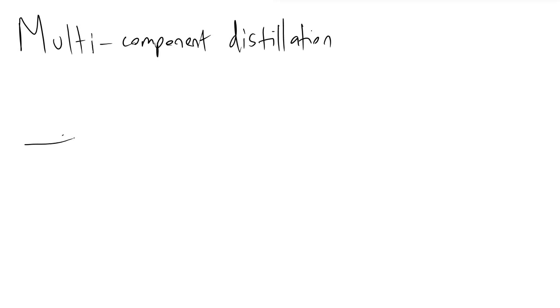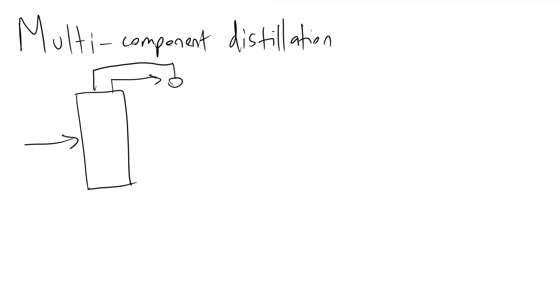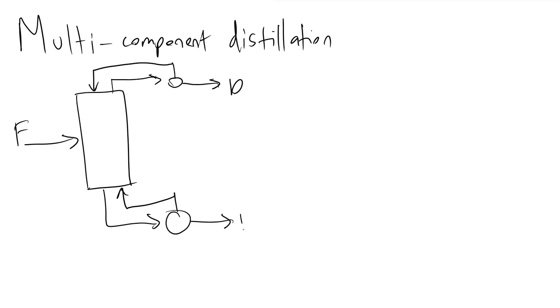We still have a feed stream coming in. We'll have some stack of trays, and we'll have some kind of condenser at the top of our distillation column and a distillate. So this will be a feed, a distillate. This is our condenser, and coming out at the bottom of our distillation column, we'll still have a reboiler, and we may pipe some moles back up into our distillation column, and then we'll also take out a bottoms stream.